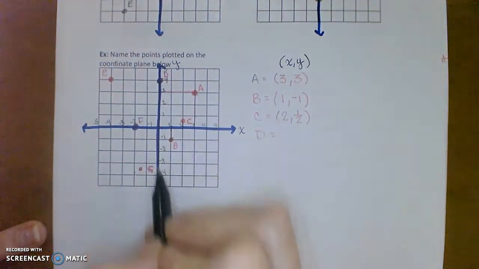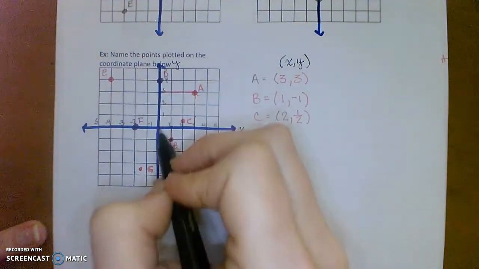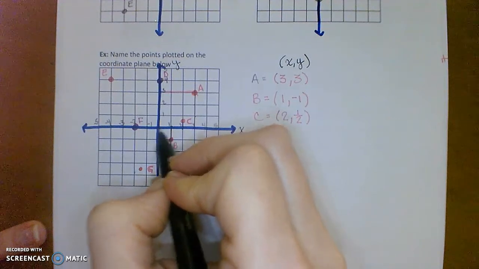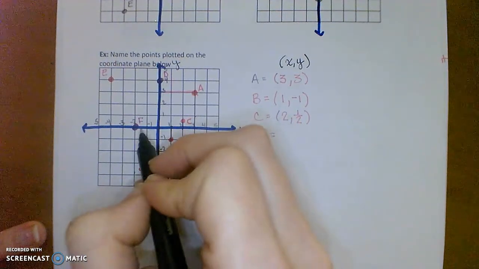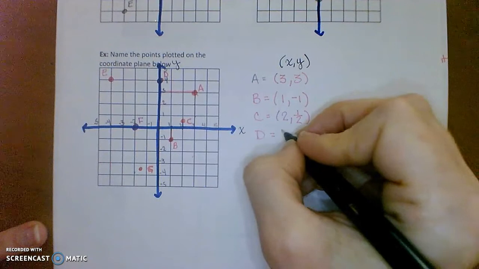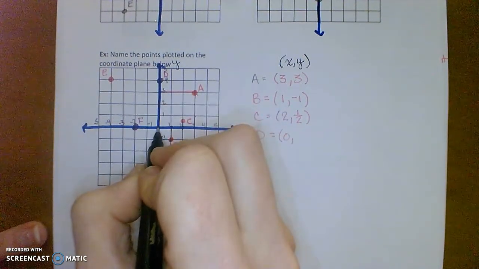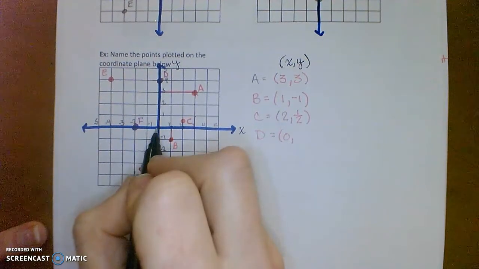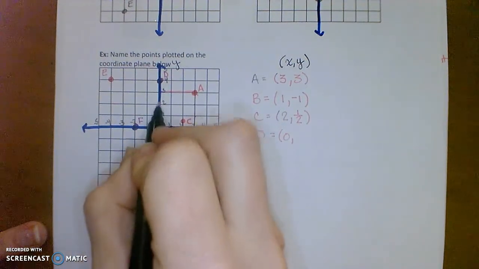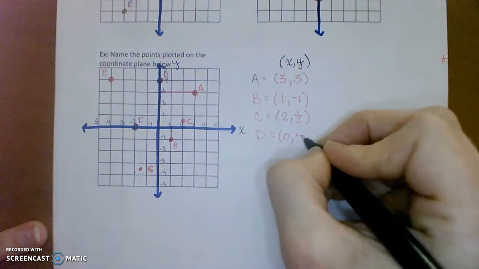Let's find D. Here's D lying on the y-axis. So first, its x-coordinate: I'm not moving in the left-right direction. You're staying in the center here. So the x-coordinate is 0. The y-coordinate is 1, 2, 3, 4. 4 units up.